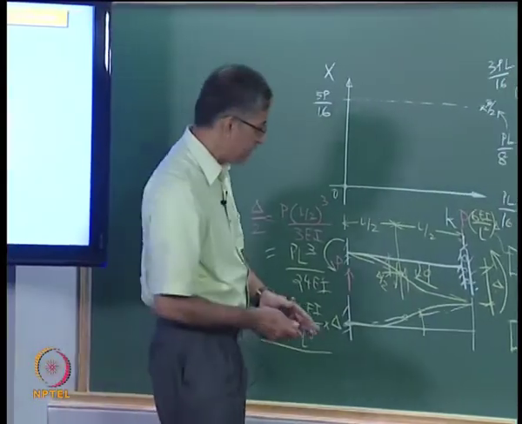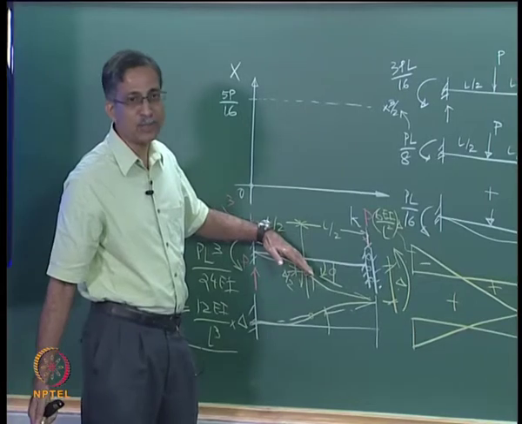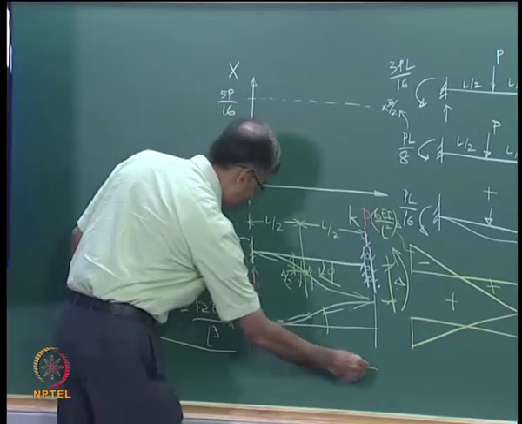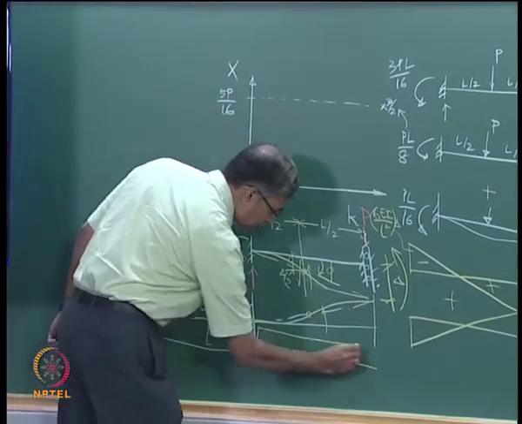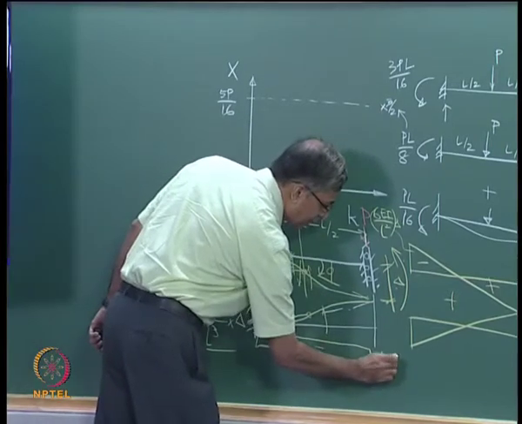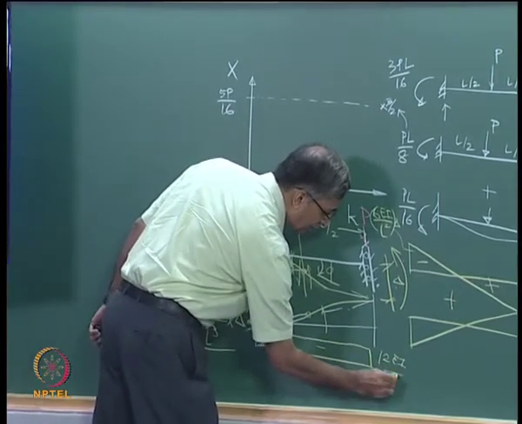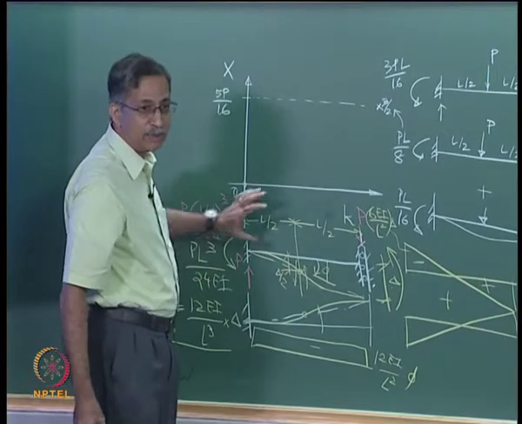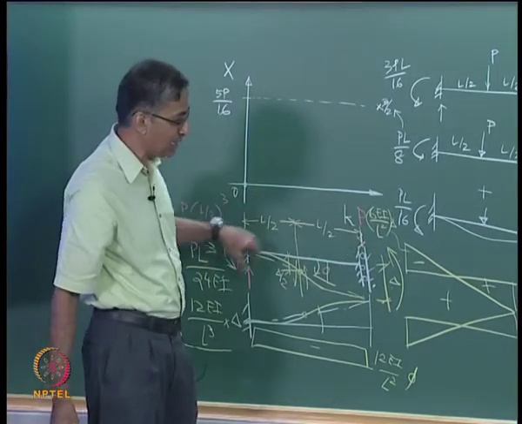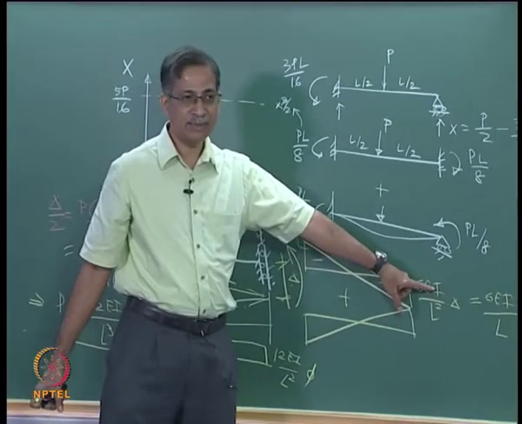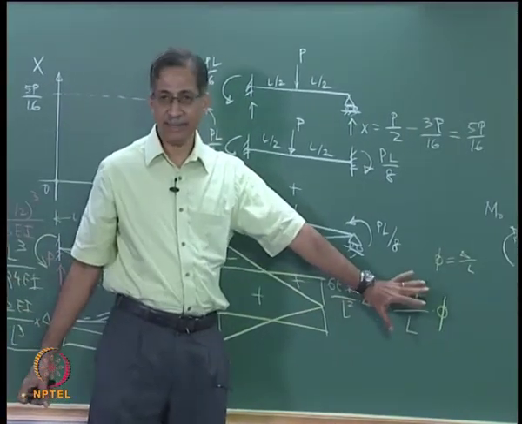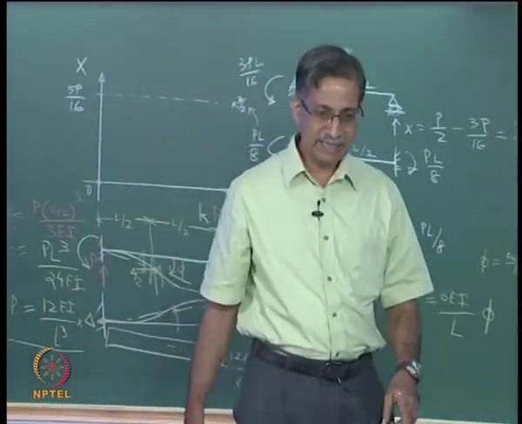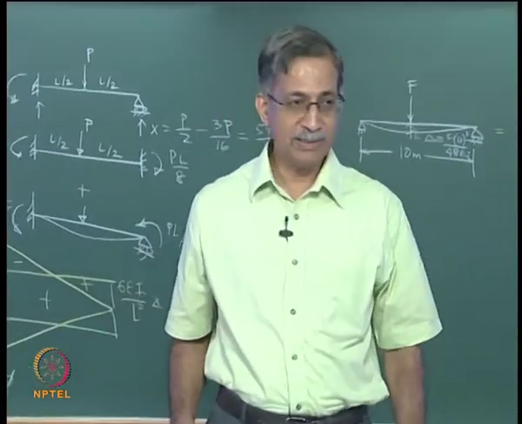Is it clear? So if I have a clockwise chord rotation, I get a constant shear force like that, whose value is 12 EI by L squared into phi, and I get equal moments on both sides in the same direction, in this case anti-clockwise, of 6 EI by L into phi. Is it clear? Now even if you forget these, you can derive these, they are not very difficult. So I hope you understand when you come back to this how we got an expression for delta naught.